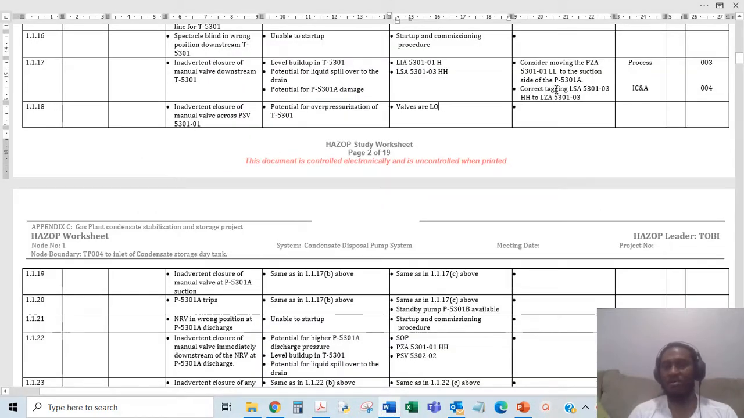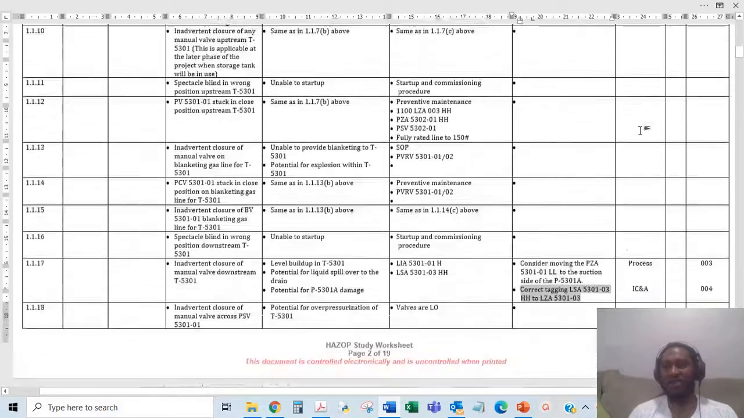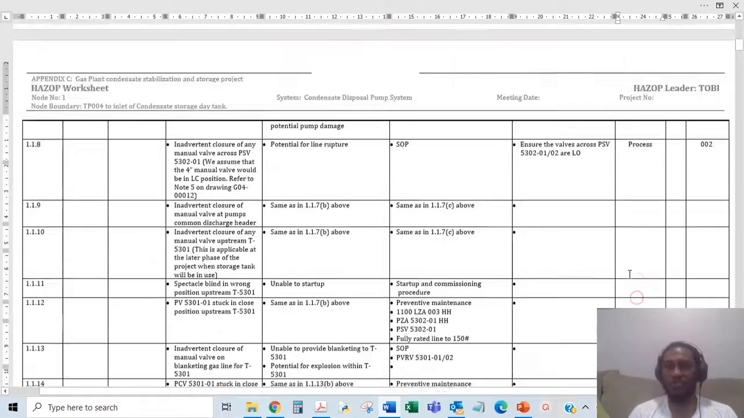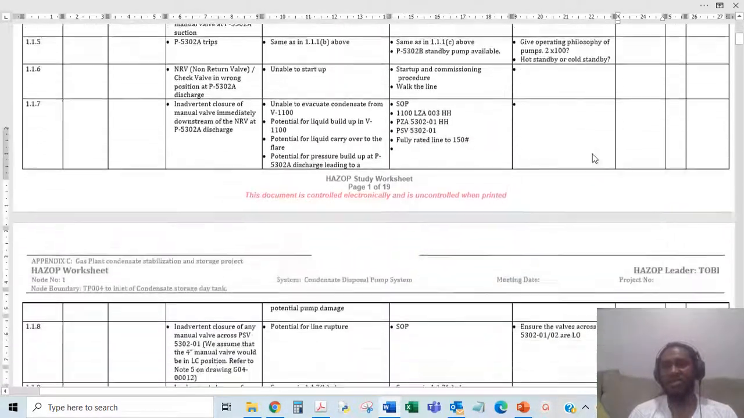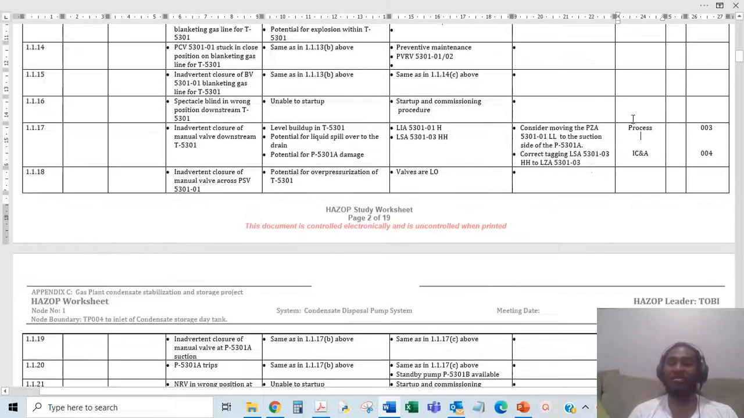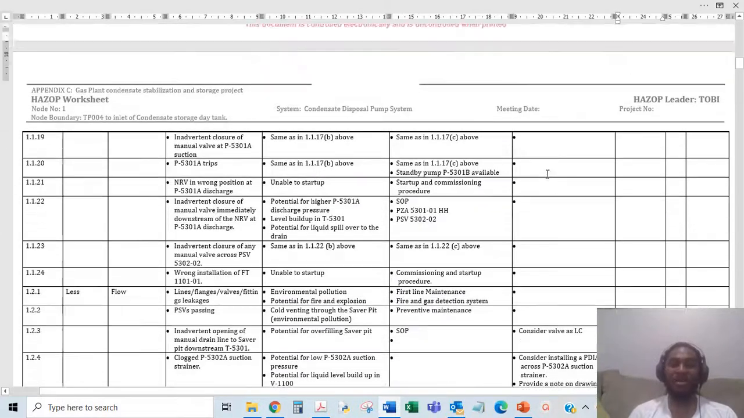So also, okay, there was a tagging error somewhere. Yeah, correct tagging to this. Okay. So obviously, for each of them, you're giving them to a team. ICNA is instrumentation and control. Process, of course, we all know process. So we give the actions to the team that's supposed to handle it.